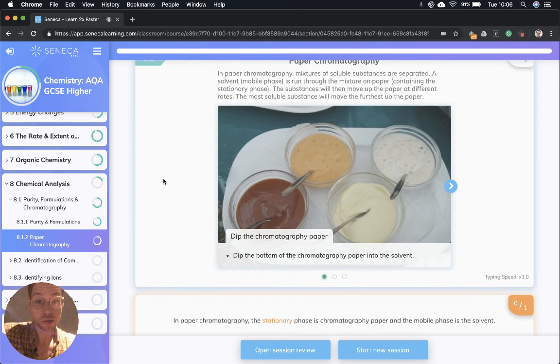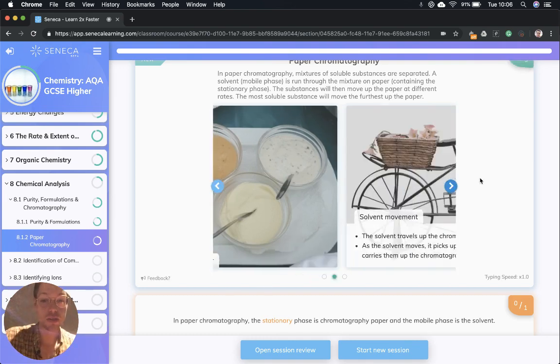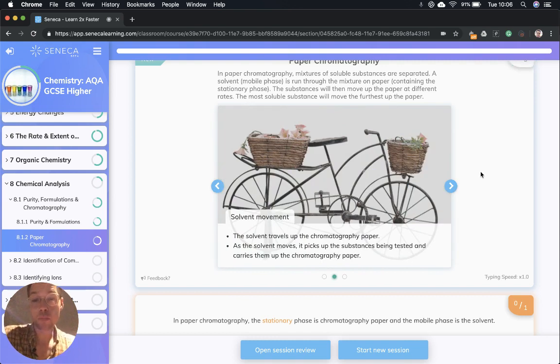So what do we do to begin with? We dip the chromatography paper into the solvent. So we dip the bottom of the chromatography paper into the solvent, okay? Then we have a little bit of movement, so things start to get moving. The solvent travels up the chromatography paper. And as the solvent moves, it picks up the substances being tested and carries them up the chromatography paper.